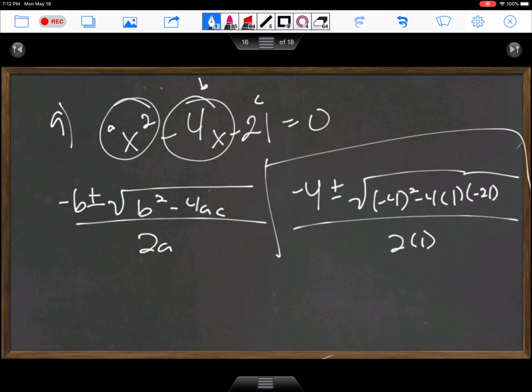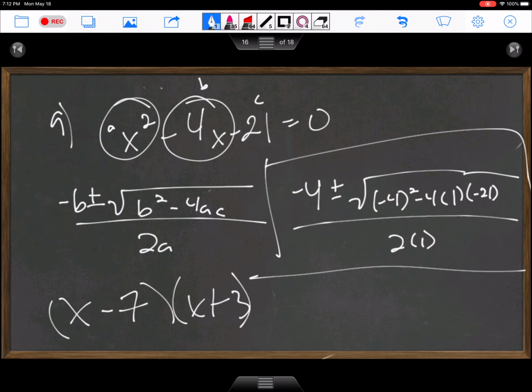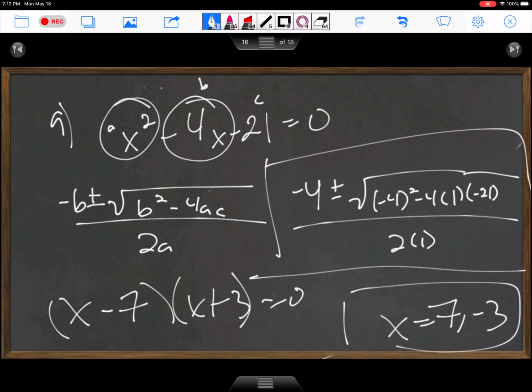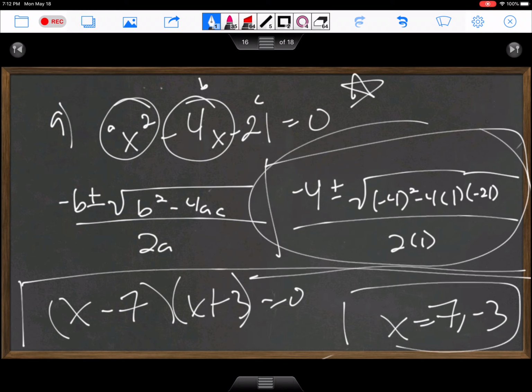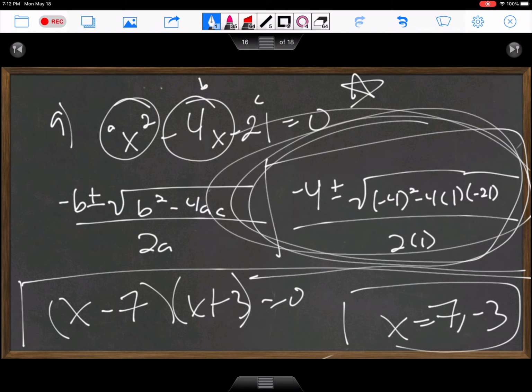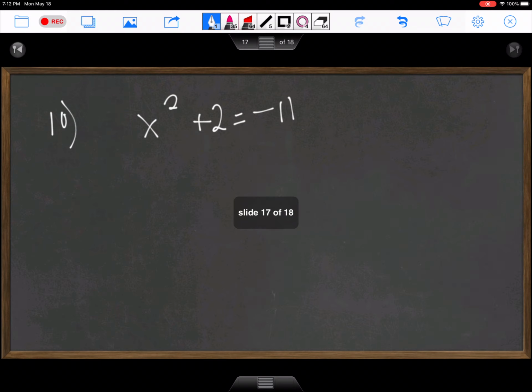This is way more work. With practice, you can look at this, factor it, x minus 7, x plus 3, even in your head, and just write down x is 7 and negative 3. So I do these in my head through this process. There's no way you can do this in your head efficiently with the formula. So this is an efficiency thing for next year.